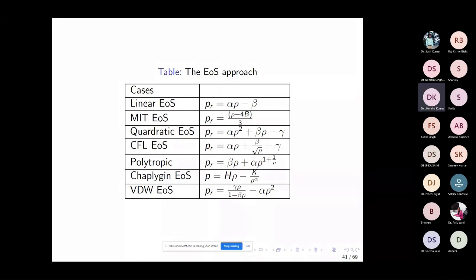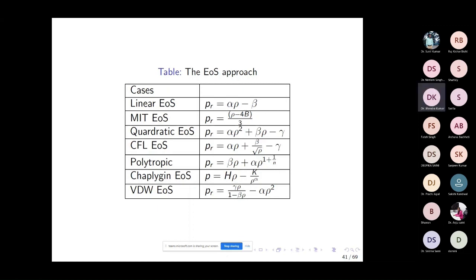We have considered the Chaplygin equation of state in the form P equal to H rho minus K by rho raised to power alpha, where alpha, H, and K are constants, where K must be positive and alpha can be 0 as well as positive. Recently many scientists are showing great interest in the Chaplygin gas equation of state to explain the accelerating phase of the present universe as well as to unify dark energy and dark matter.